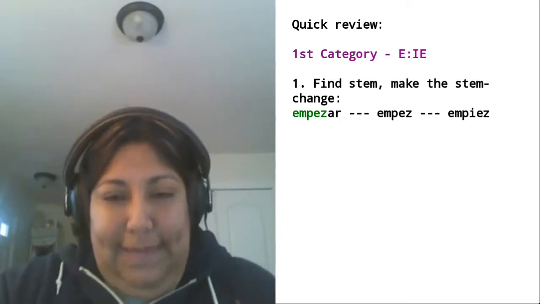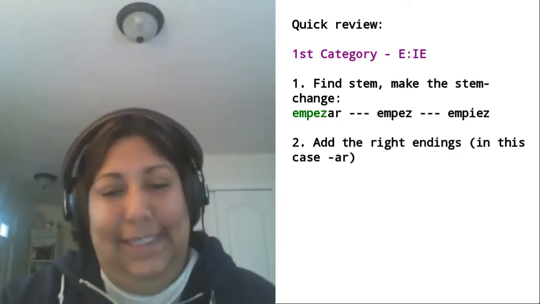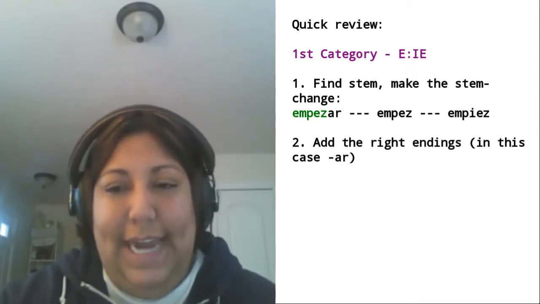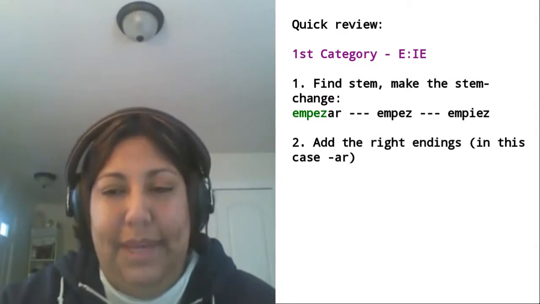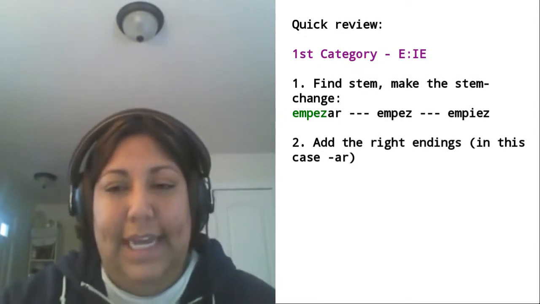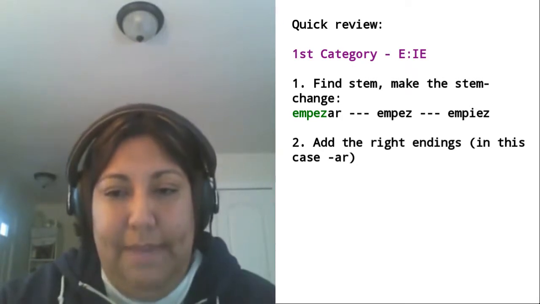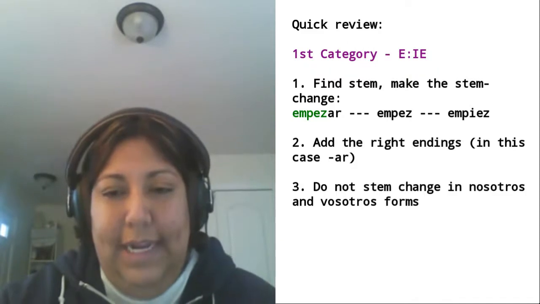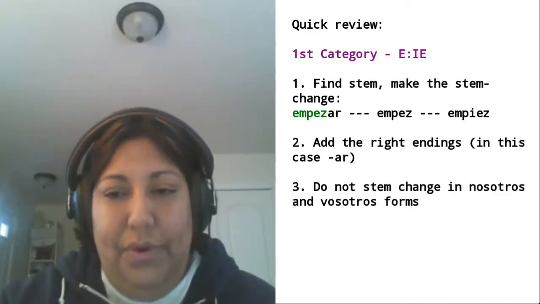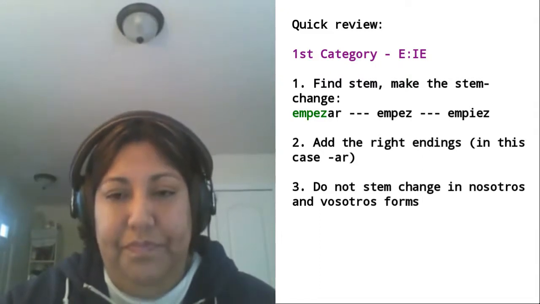And the second step is to add the right endings. In this case, this is a first conjugation verb that ends in AR, so you will add those endings. Empiezo, empiezas, empieza. Empezamos, empezáis, empiezan. Remember, again, nosotros and vosotros forms do not stem change.